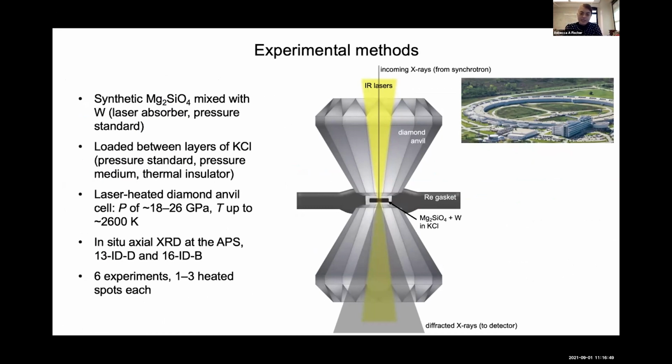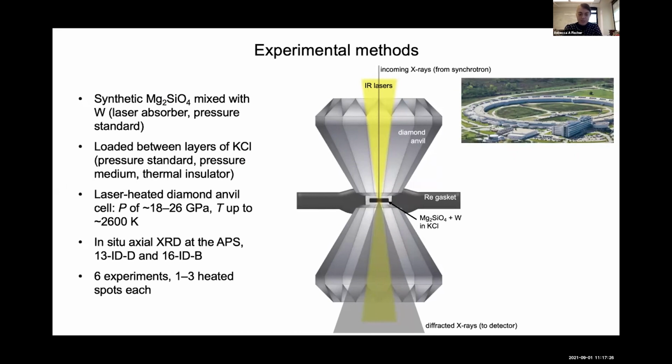We did this using a laser heated diamond anvil cell. So our samples were mixtures of synthetic Mg2SiO4 plus tungsten, which acted as a laser absorber and pressure standard. And we loaded that in between layers of KCl, which acted as another pressure standard, a pressure medium, and a thermal insulator. And we put that in a rhenium gasket, compressed it between two diamonds to reach pressures of something like 18 to 26 GPa, targeting the transition zone. Heated it from both sides with an infrared laser to reach temperatures of up to about 2600 Kelvin.